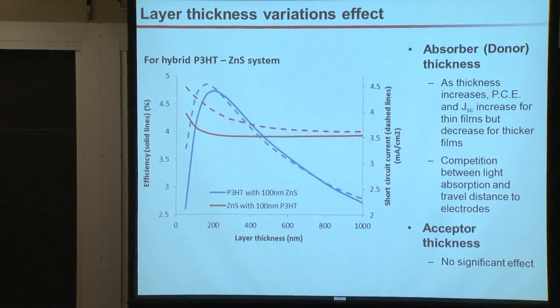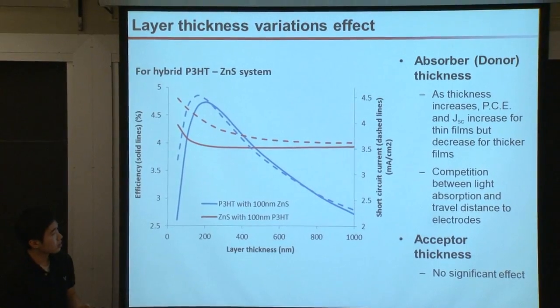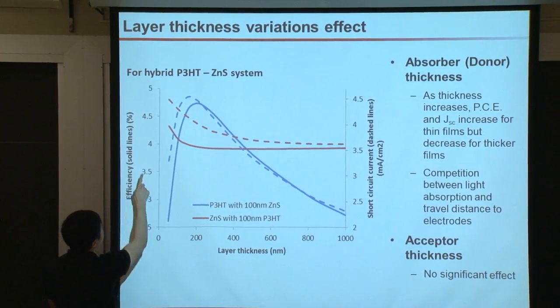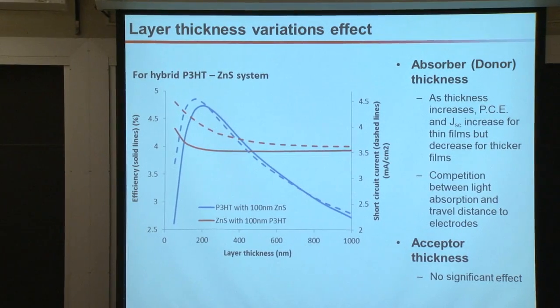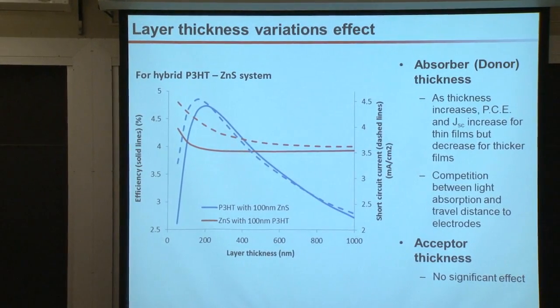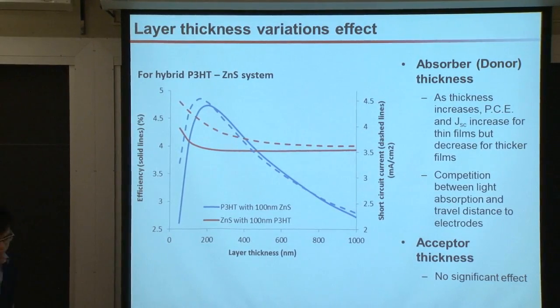Sorry, can you help me with this graph? Which ones are the dotted lines, the current? Yeah, the solid line is efficiency and the dashed line is current. Is one for SCAPS and one for AMPS? No, all the simulations were done in SCAPS actually.